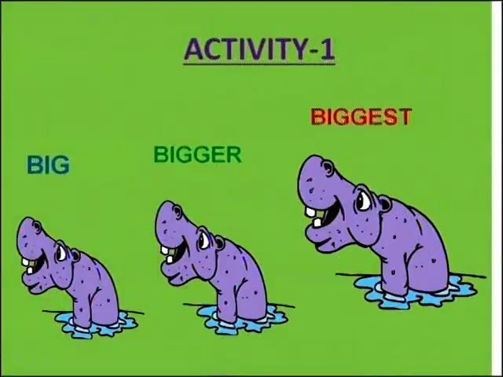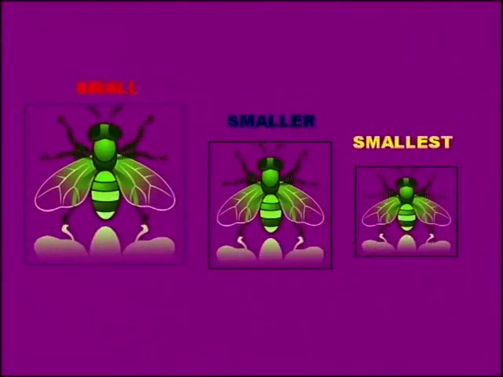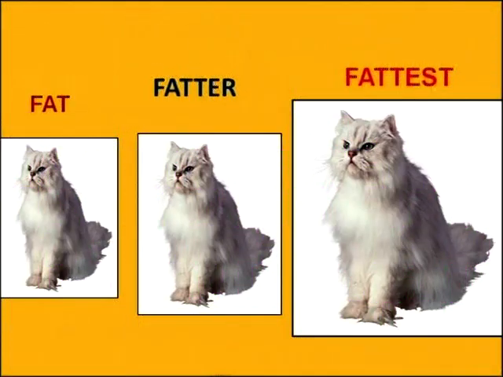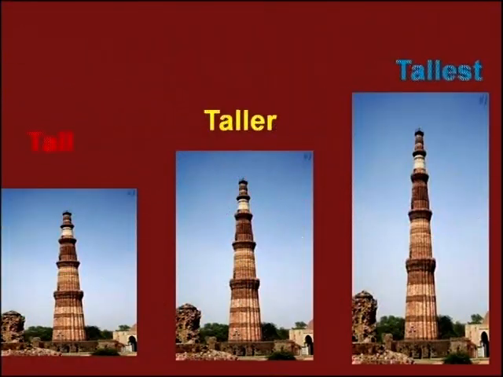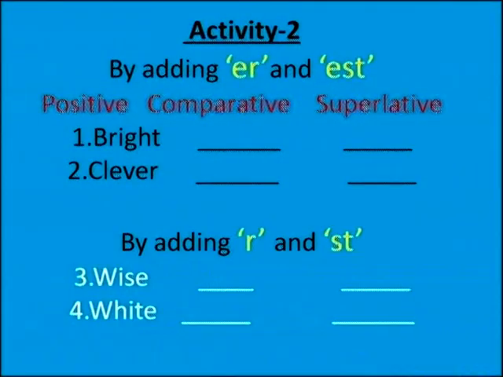Now see these are the degrees of comparison, friends. Big, bigger, biggest. Small, smaller, smallest. Fat, fatter, fattest. Pretty, prettier, prettiest. Tall, taller, tallest. Now friends, we are going to fill these blanks. I think you know how to fill these blanks. Yes, they are the one syllables. That's why we should add ER and EST. Bright, brighter, brightest. Clever, cleverer, cleverest.